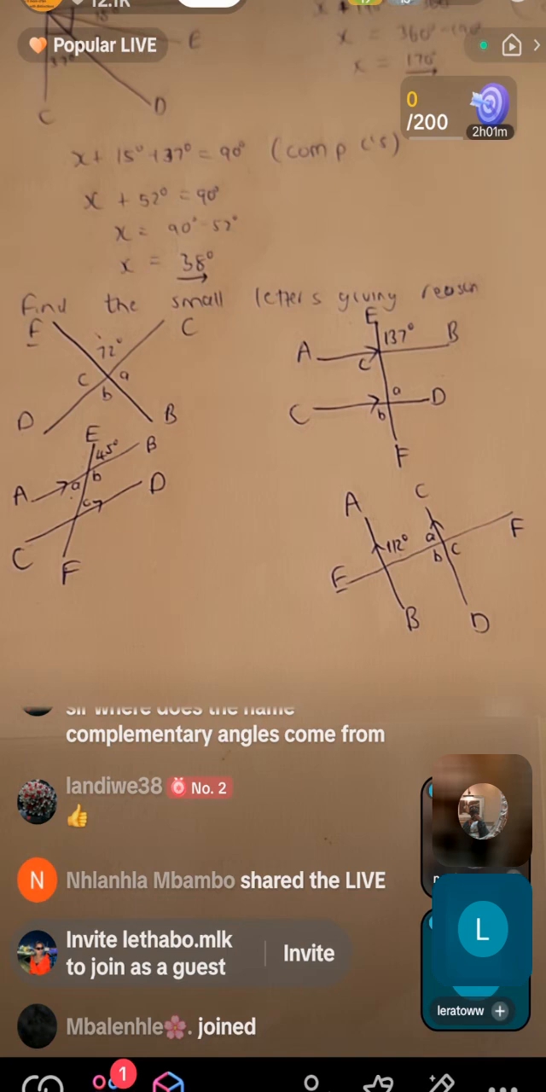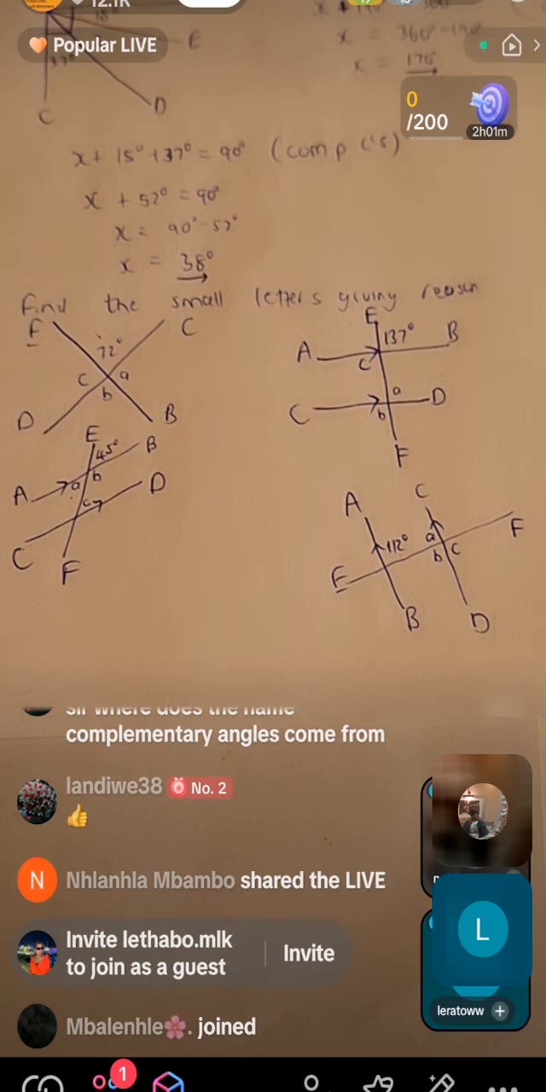Then number 7, we're going to say C equals 137 degrees. The reason is vertically opposite angles. Yes. Then A equals 137 degrees. The reason is corresponding angles are equal.